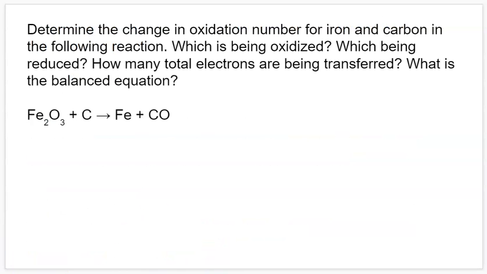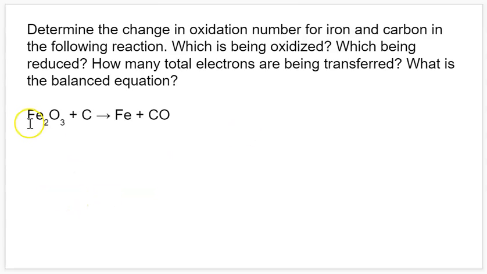All right, let's do another example. We're going to now determine the oxidation number for iron and carbon in the following reaction, because we can see that the oxygen stays as an oxygen ion in both cases, so the oxygen isn't involved here. We're going to figure out which is being oxidized and which is being reduced. We're going to figure out the total number of electrons being transferred, and then we're going to come up with the overall balanced equation as a result.